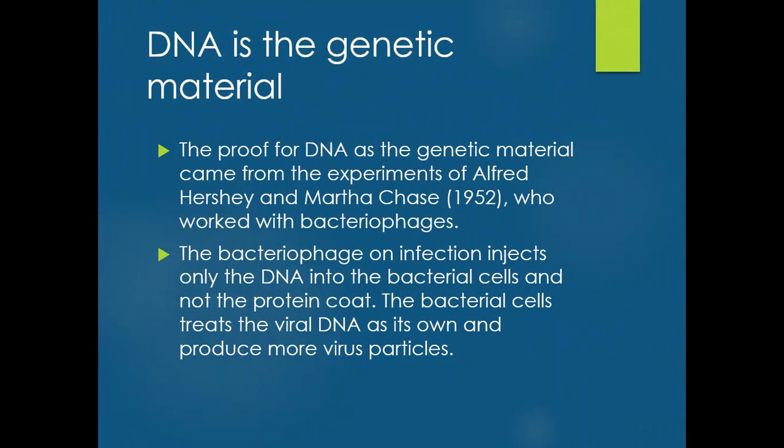Now next is DNA is the genetic material. The proof for DNA as the genetic material came from the experiments of Alfred Hershey and Martha Chase in 1952, who worked with bacteriophages. The bacteriophage on infection injects only the DNA into the bacterial cells and not the protein coat. The bacterial cells treat the viral DNA as their own and produce more virus particles.